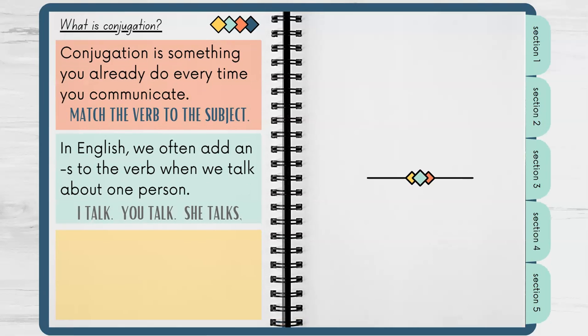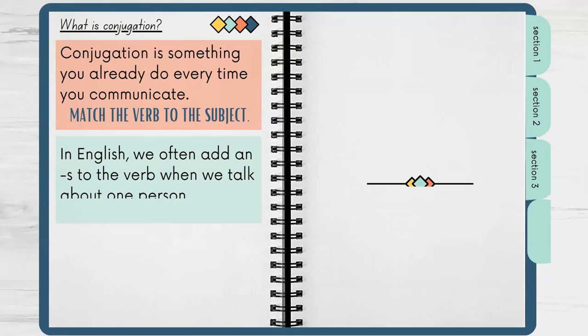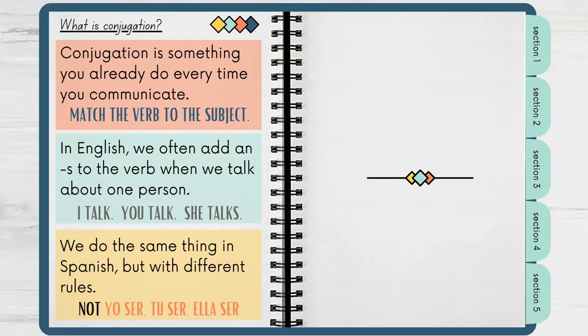In English, we often add an S to the verb when we talk about one person. For example, I talk, you talk, she talks. Okay, that's conjugation. In Spanish, we're going to do the same thing, but there's different rules. It's not just add an S, okay? So you're not going to say yo ser, tú ser, ella ser. Okay, you have to change those verbs to make them match that subject.